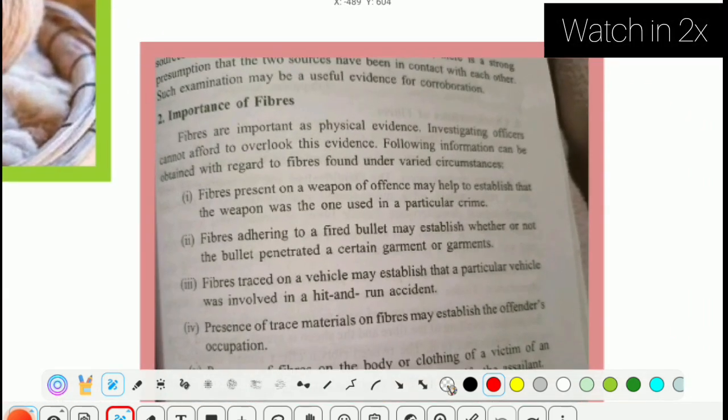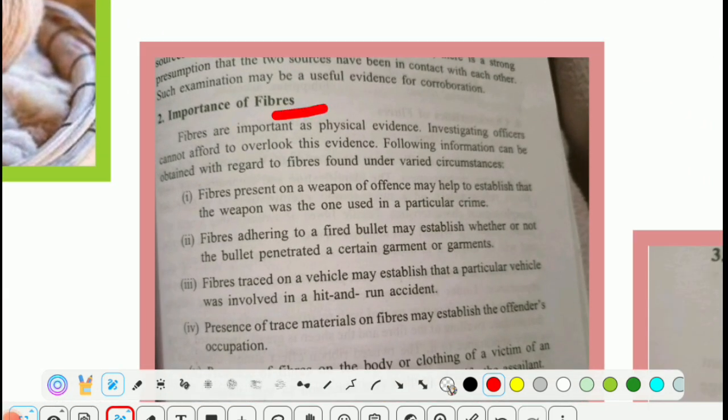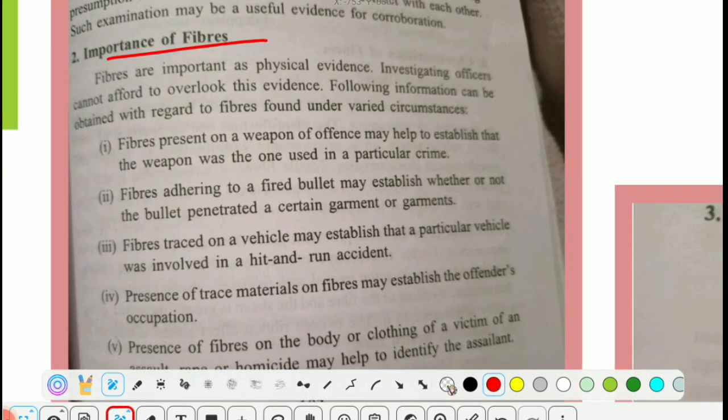After a long time, I am going to upload this video, so I know you must be super excited for it as well. We will discuss the importance of fiber evidence. Questions from this topic are often framed in the UGC NET examination, and this is one of the most ignored topics. I don't know why, but okay, we will ponder upon this and see what key points we can learn from today's lecture.